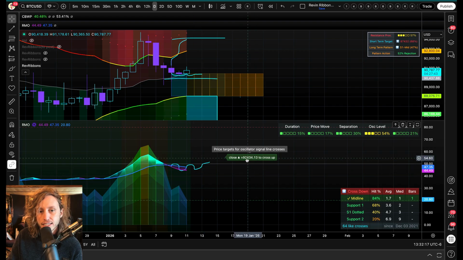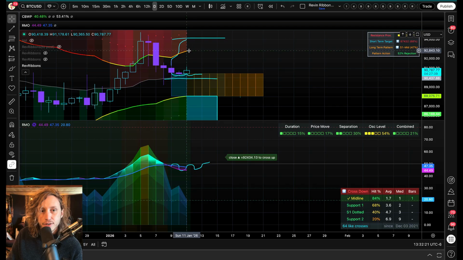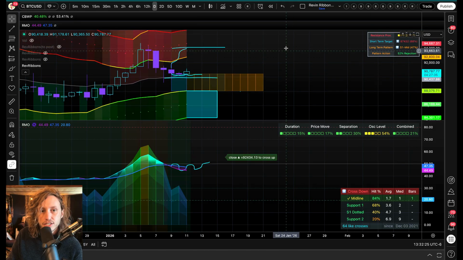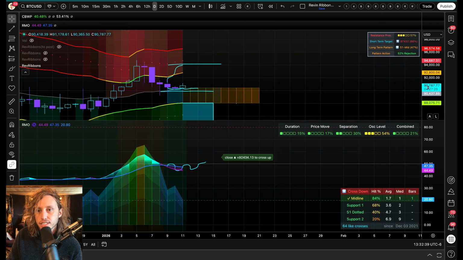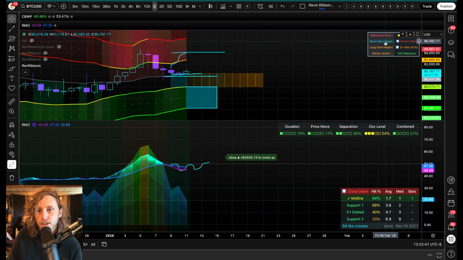If we get above 92,400, momentum will cross to the upside. And then we're going to be close to the resistance 1 band. I do expect we'll at least get another test up to the dotted resistance band right there in the next few days. Unless, the invalidation would be closing below that midline, and then we see a target to the downside.